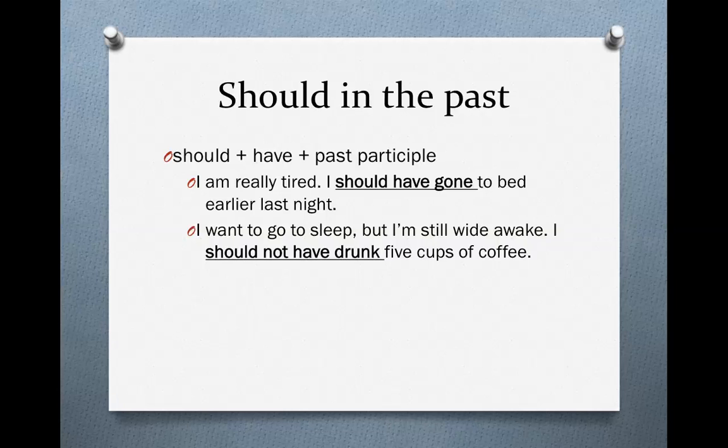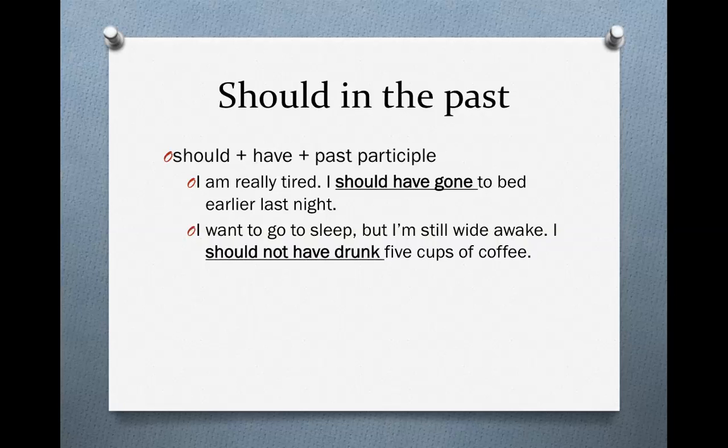First, let's talk about should in the past. To use should in the past, it's quite simple. Use should plus the verb have plus the past participle of your main verb. For instance, I am really tired. I should have gone to bed earlier last night. Notice first of all the pronunciation. Should have gone is pronounced "should've gone." That's how you'll hear it spoken in English.